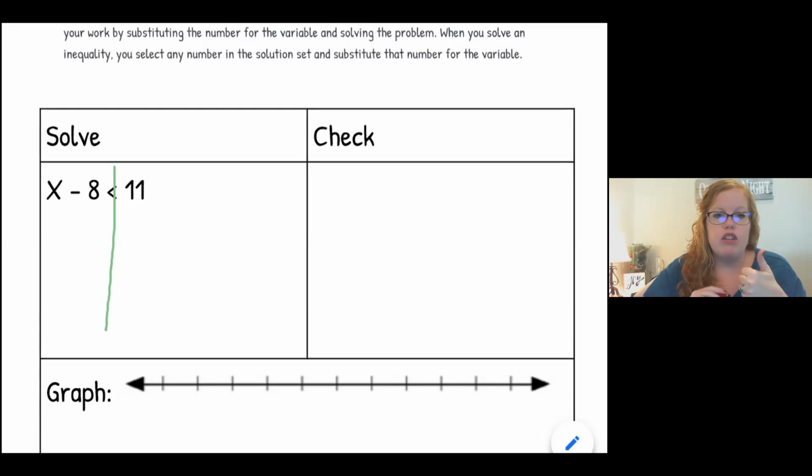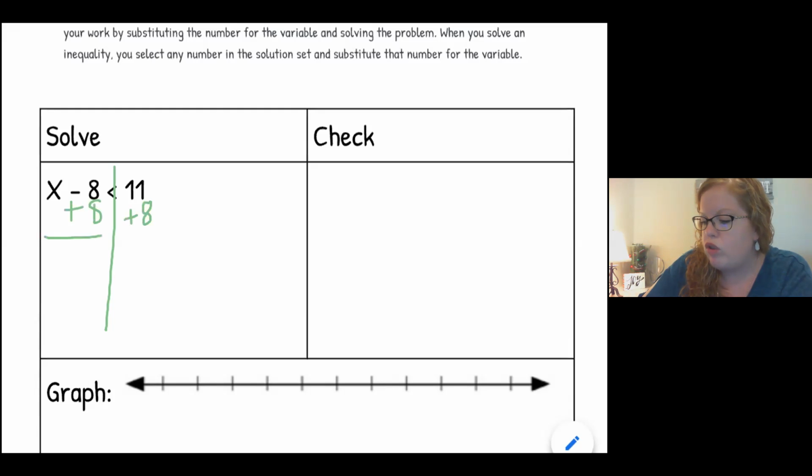So you look at the inequality, what's happening to it? Minus 8. Remember, your goal is to get the variable or the letter by itself. So you're minusing 8, so we need to do the inverse operation, the opposite operation, which means to plus 8. So I'm going to plus 8 on both sides, and then I'm going to solve it. So the left-hand side would cancel and I'd be left with x, and then 11 plus 8 would be 19.